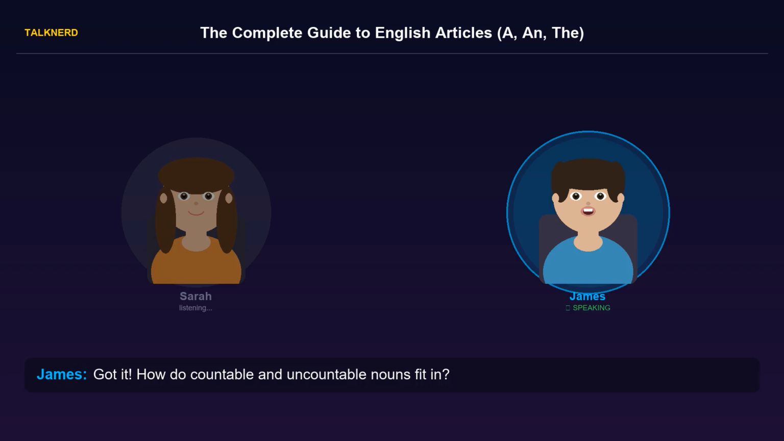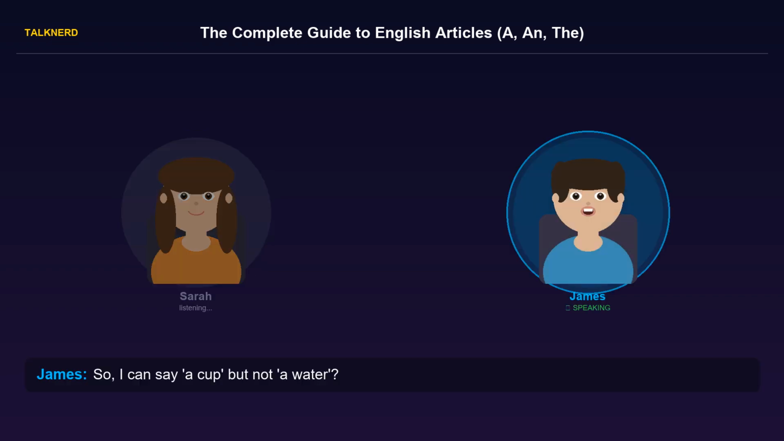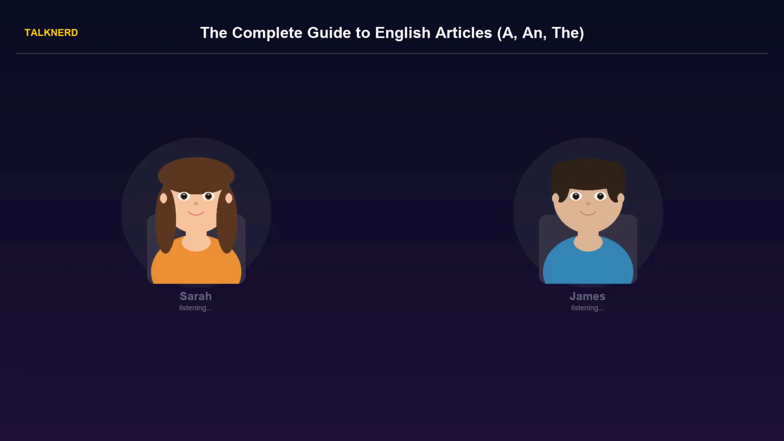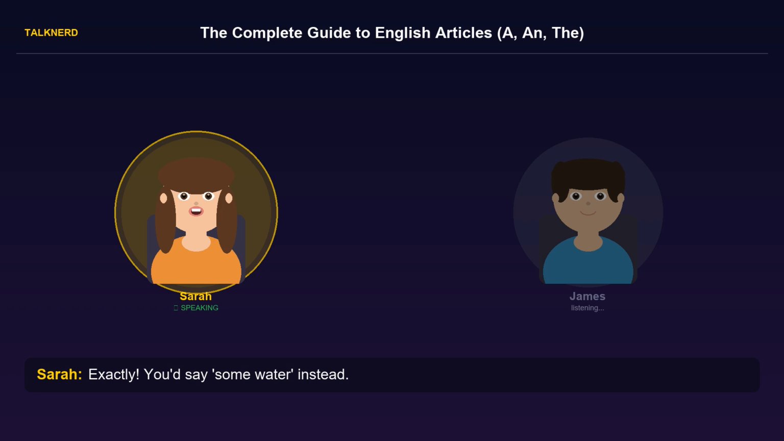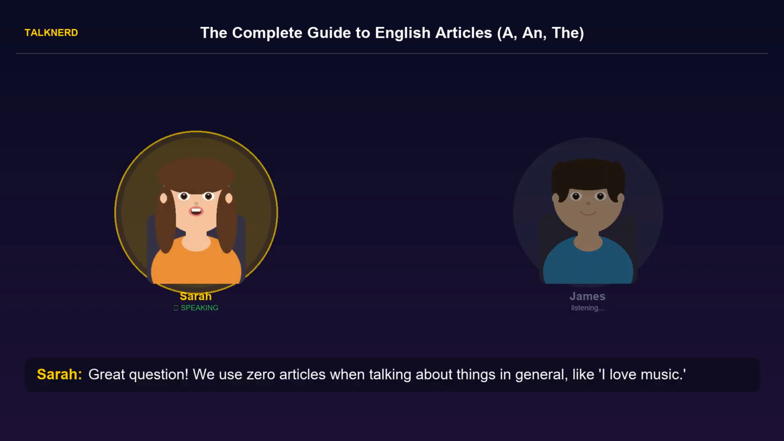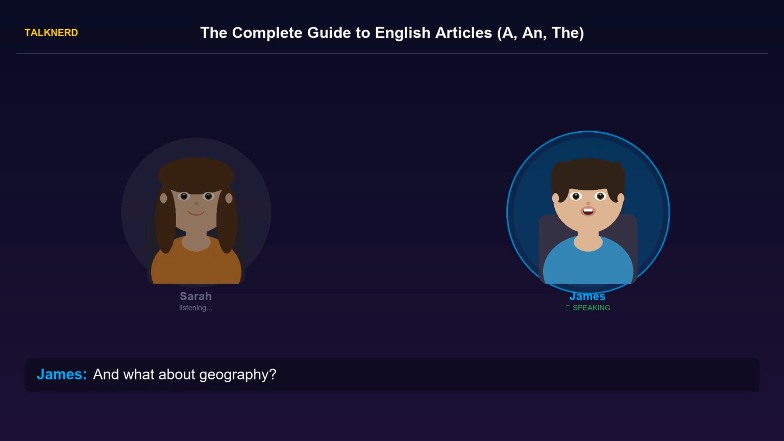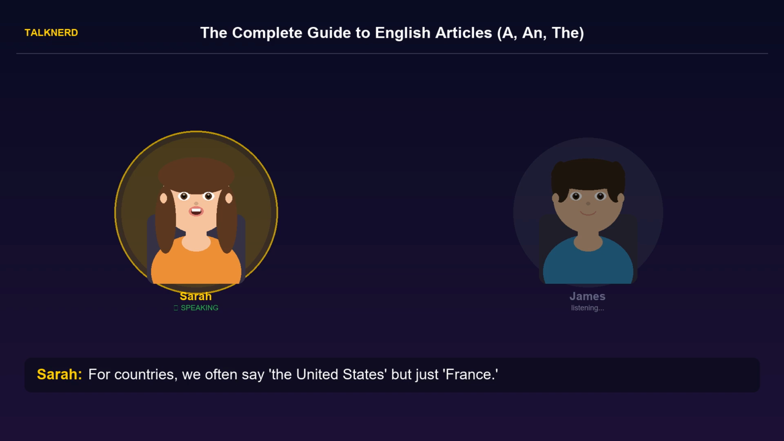Got it. How do countable and uncountable nouns fit in? Countable nouns can take a or an, but uncountable nouns do not use them. So, I can say a cup but not a water? Exactly. You'd say some water instead. What about zero articles? Great question. We use zero articles when talking about things in general, like I love music. And what about geography? For countries, we often say the United States but just France.